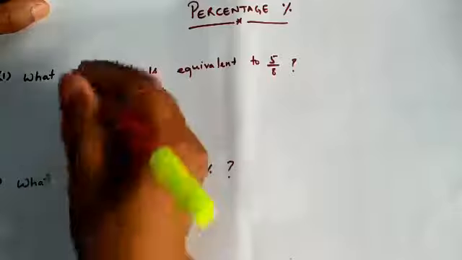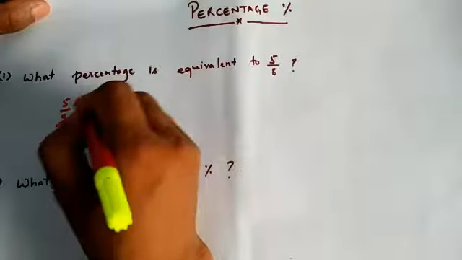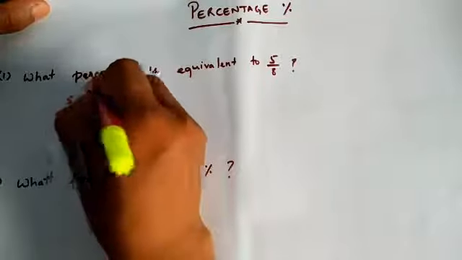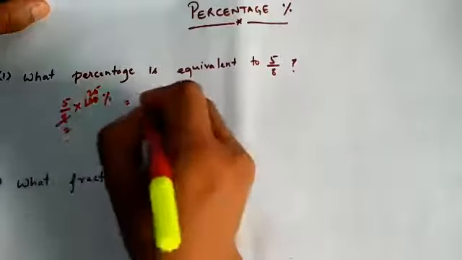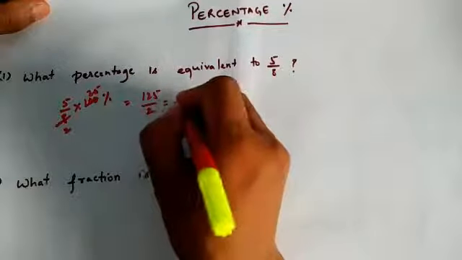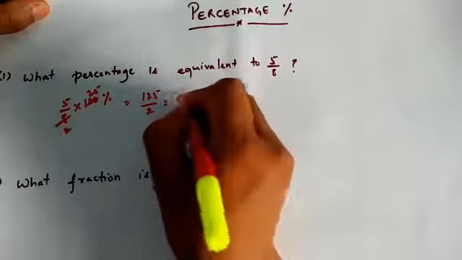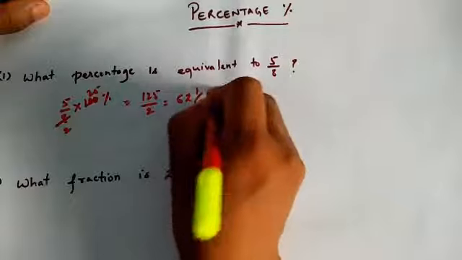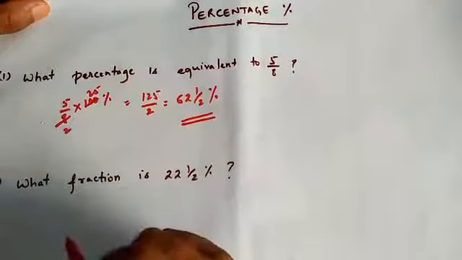So 5 by 8 into 100, that is 5 into 25, which is 125 by 2, and if I divide this further, that is 62.5%. The required answer will be 62.5%.